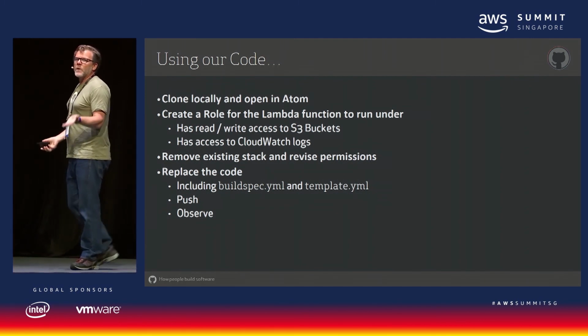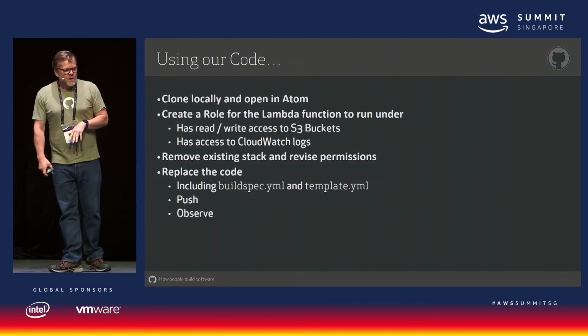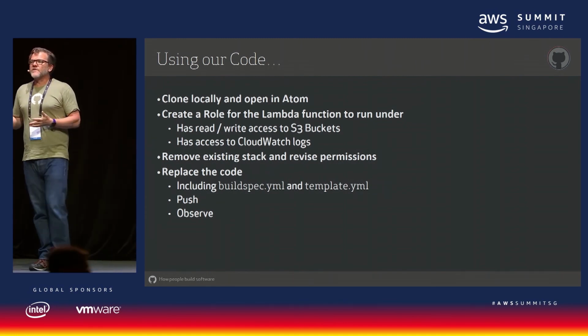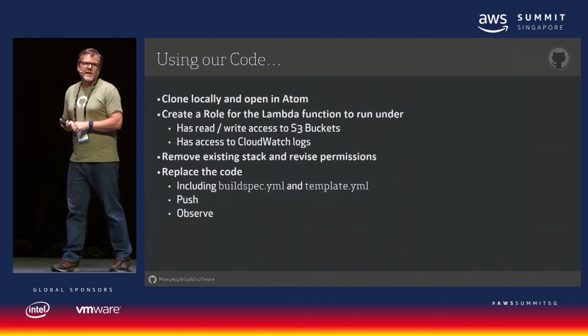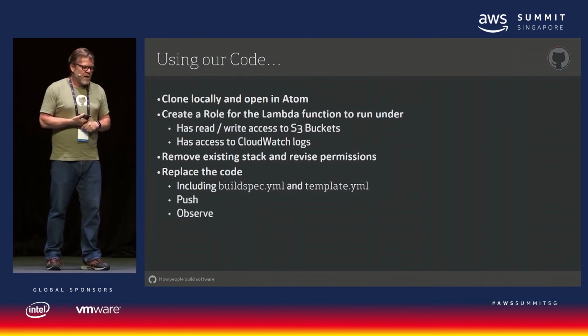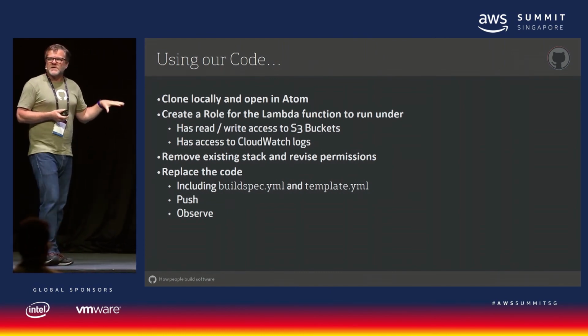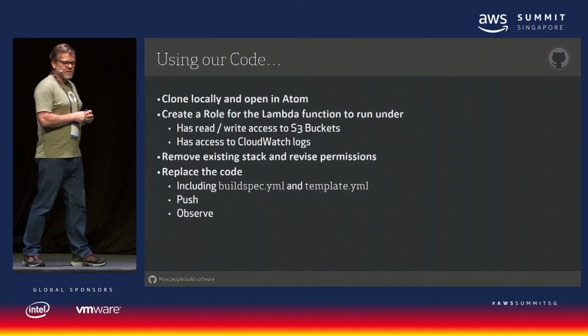At that point, we're going to clone it down to our laptop. We're going to create a role so that our Lambda function has access to both S3 buckets and some CloudWatch event logs. We also want to make sure that we reset our stack so that we've got a nice clean environment to begin with.